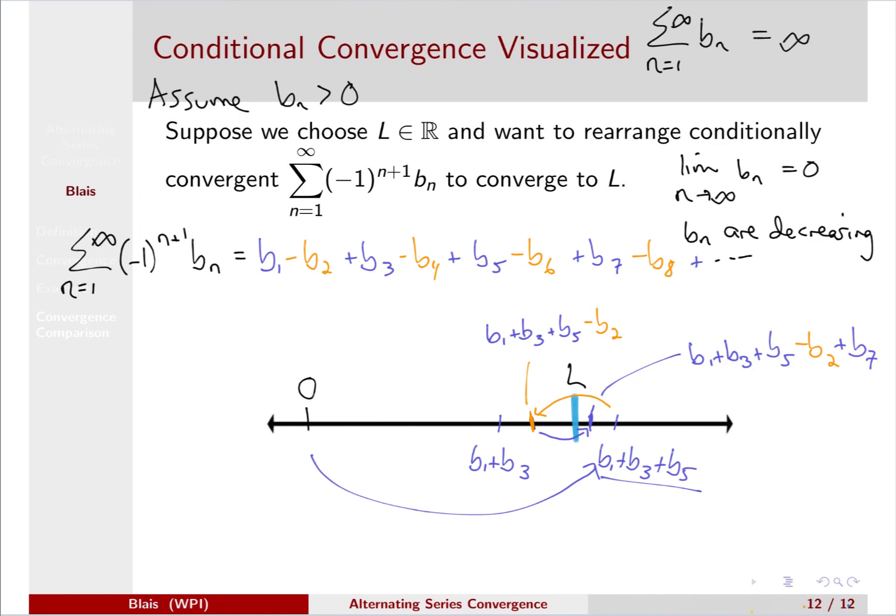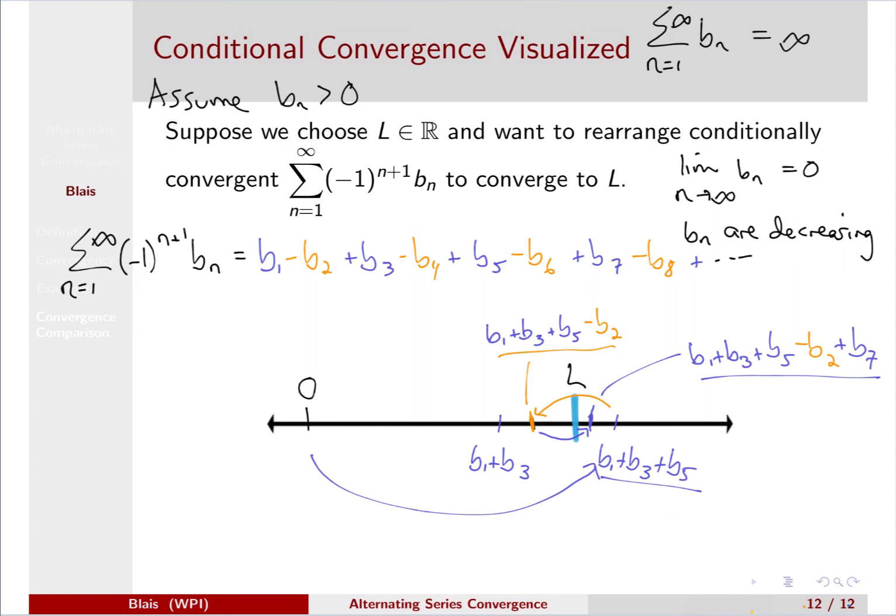And then we would have to leap over L again, which would mean we would subtract the next negative term, or we would subtract b4. And the idea is that you keep bouncing back and forth. But in doing so, you are building your rearrangement to get your series to converge to L. And that's the essence of how this theorem works and how we illustrate the difference between absolute and conditional convergence.